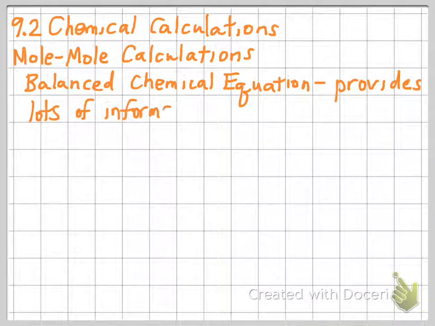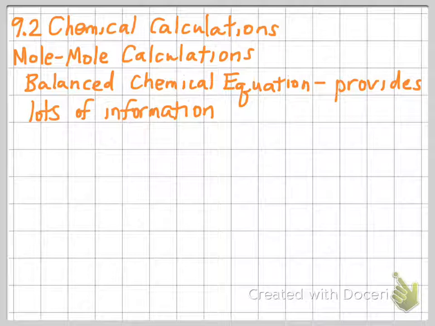If you remember, we looked at our balanced chemical equation, and remember, we interpreted our balanced chemical equations in terms of representative particles. You can interpret those balanced chemical equations in terms of moles. You can interpret this balanced chemical equation in terms of mass or weight. And you can interpret a balanced chemical equation in terms of volumes. Okay, so a balanced chemical equation really does provide us with lots of information.